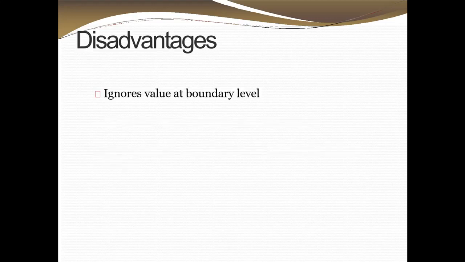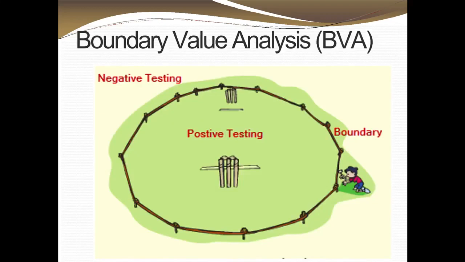Now we are going to see the disadvantage. The disadvantage of the equivalence partitioning method is that it fails, or it ignores, the values at the boundary level. So when we put in an input which belongs to the boundary value, then equivalence partitioning is not going to work effectively. Now we are going to see another technique, that is boundary value analysis.